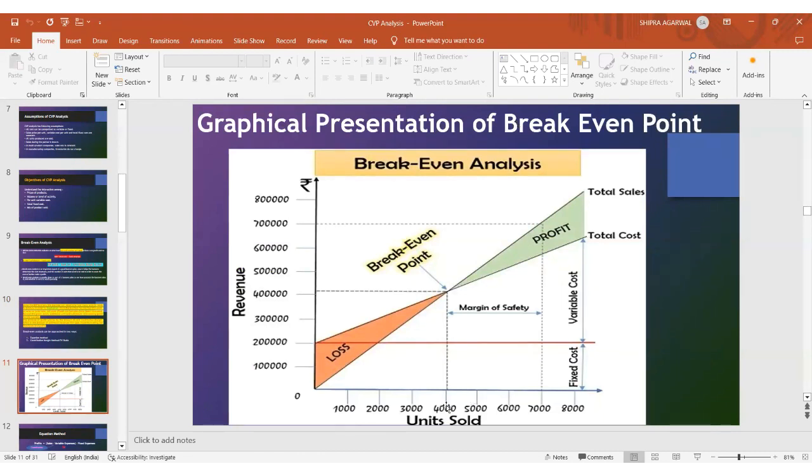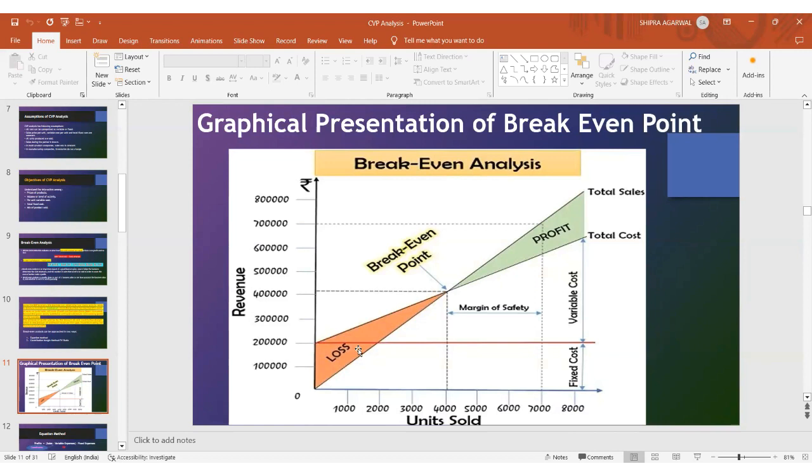If this x-axis gives me the number of units sold, and the y-axis gives me the revenue, now just have a look. This is my fixed cost. Fixed cost is not going to change, right? But my variable cost keeps on changing, and with the variable cost, even my total cost will keep on changing. So if this is my fixed cost, my total cost will certainly be above this. So this curve is my total cost.